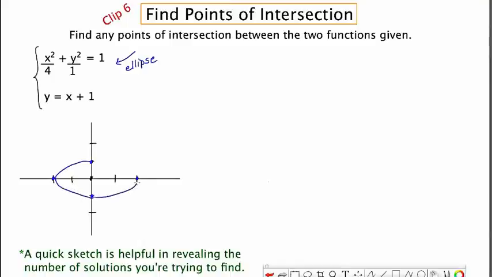So here we go. Just a little rough sketch. There we go. There's the ellipse. It's far from perfect, but it gives us the idea.